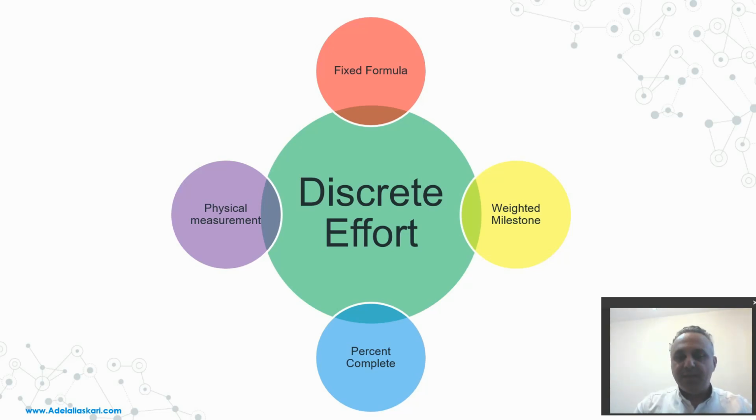The next method is the weighted milestone. What is the weighted milestone? The weighted milestone is a significant point or event divided into measurable segments that have tangible results. Let me take an example for the weighted milestone.